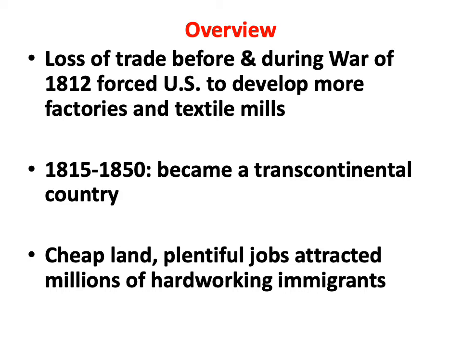So during the mid-19th century, the United States has a lot of land, a lot of very fertile land, good for farming, and it's cheap, much, much cheaper than land in Europe. And there were many jobs, both in agriculture and in the new factories. These two forces attracted many, many millions of hardworking immigrants. And as we'll see later in the lecture, most of these immigrants came from the northern part of Western Europe.